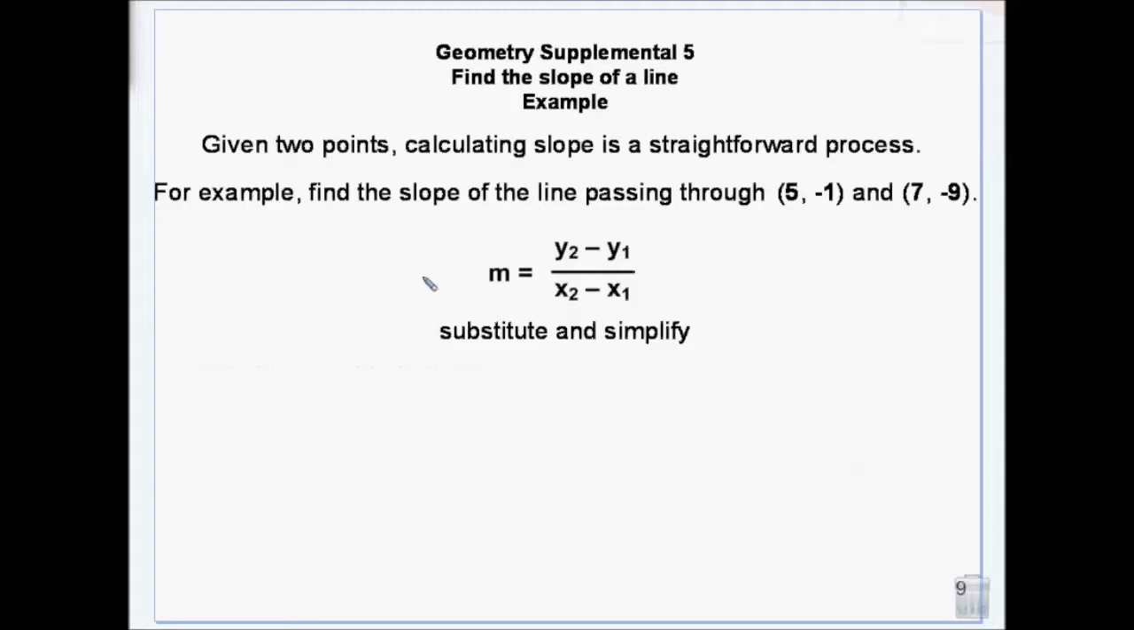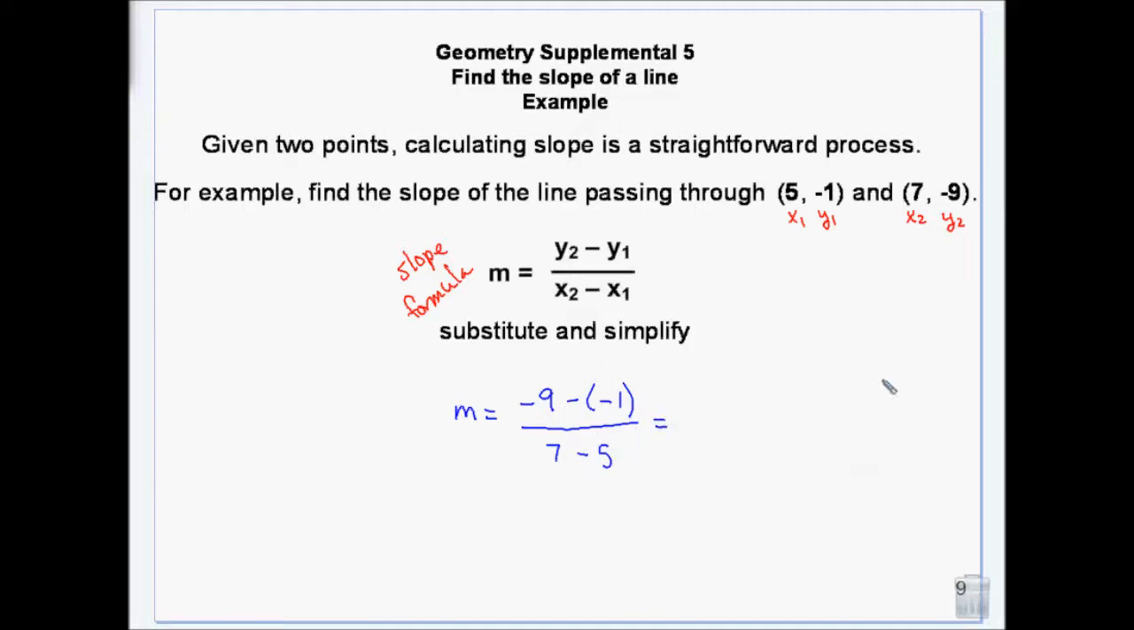Now let's calculate our slope. This is the slope formula. m is y2 minus y1 over x2 minus x1. And we do the same kind of numbering that we were doing before. Then you just plug in those numbers. y2 is negative 9, minus y1, which is negative 1, over x2, which is 7, minus x1, which is 5.